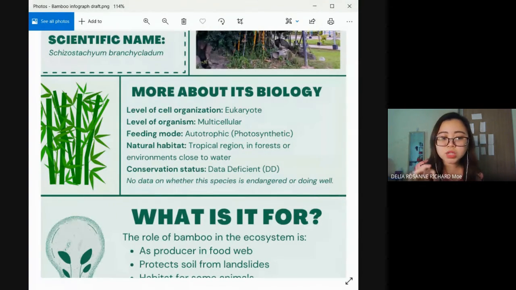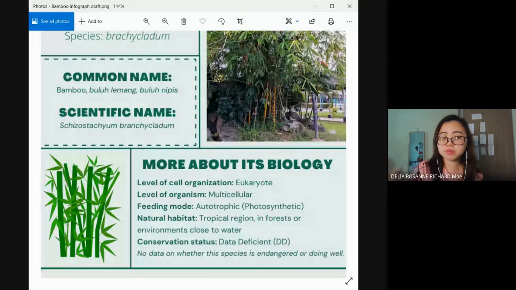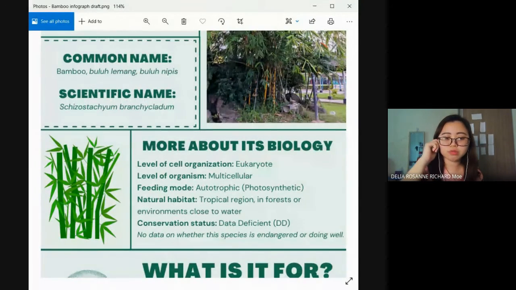Okay, and then you need to find out its conservation status. Selepas kamu sudah identify dia spesies apa, kamu pergi kepada IUCN Red List website dan kamu cek di website sama ada dia punya data ataupun tidak. Kalau dia tidak ada data division. Later I will look at the IUCN website together with you.